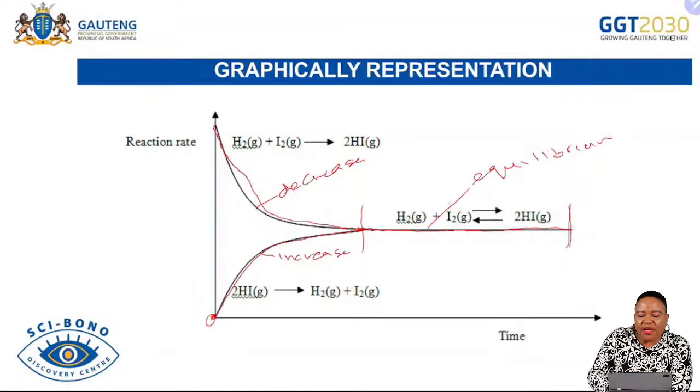So this is a graphic representation to show what is happening with the concentration of the reactants and the product as the reaction proceeds, and also what will happen with the rate of the reverse and the forward reaction. We have seen that the rate of the forward reaction will decrease, but the rate of the reverse reaction will increase.